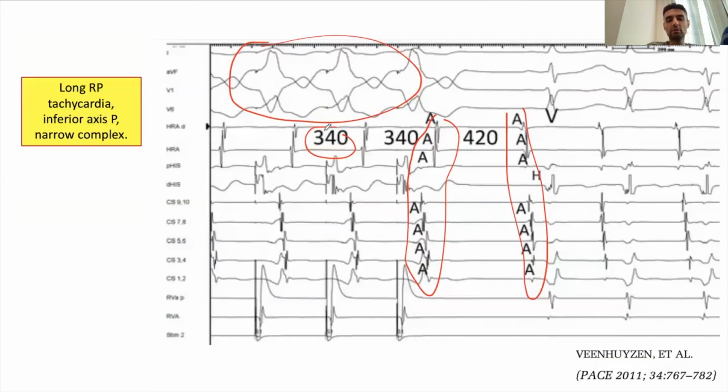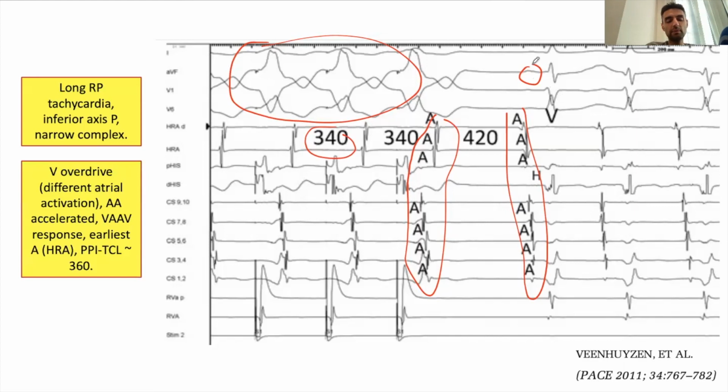Okay, so it's a long RP tachycardia, inferior P wave axis. Looks like the P wave is maybe positive in the inferior lead, so it's going towards the inferior axis. So you overdrive, there was ventricular overdrive with different atrial activation, and however, AA was accelerated during ventricular pacing. You do see a VAAV response, and earliest A at the HRA during tachycardia, obviously, and the PPI minus tachycardia cycle length is large, hence because it's an atrial tachycardia and you're repacing.